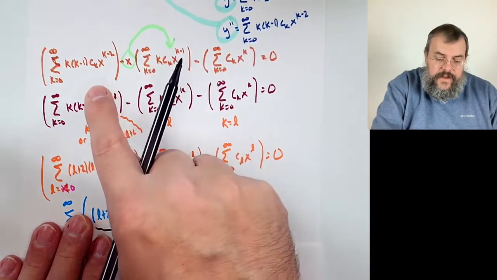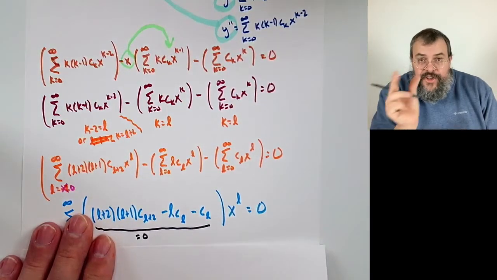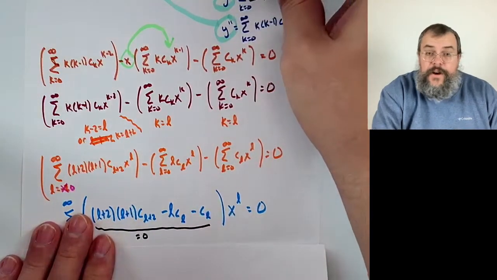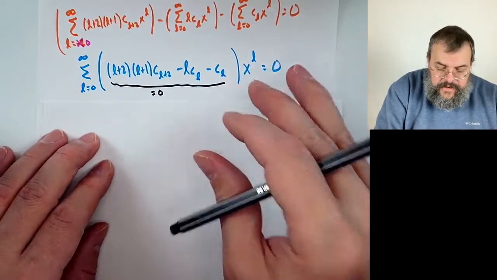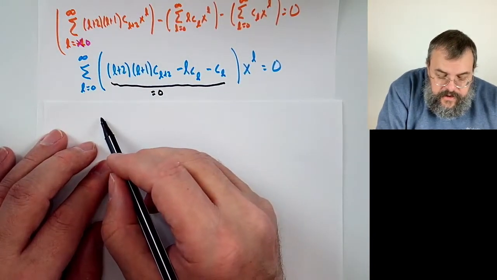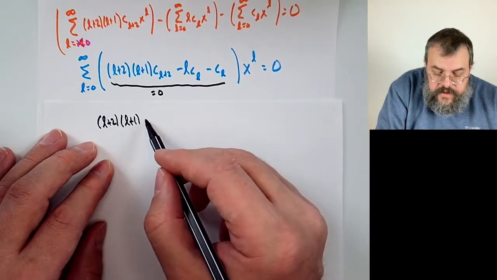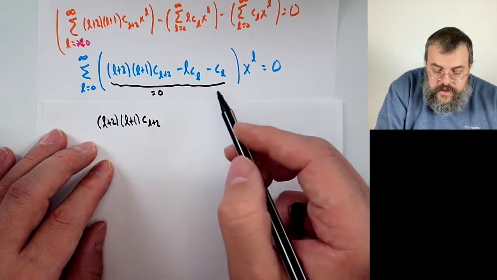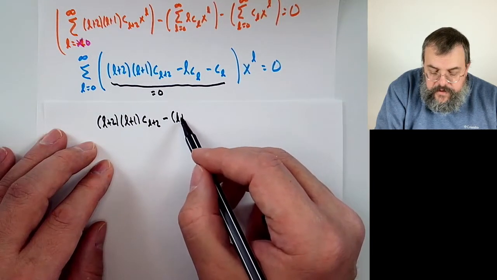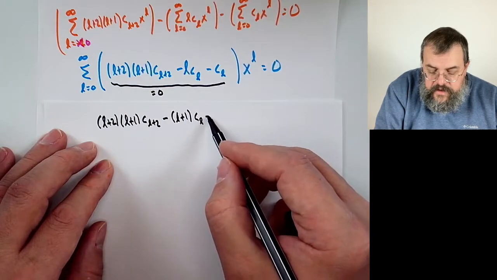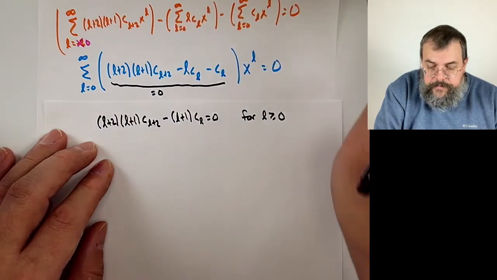Well, the problem is there's powers of x that are repeated in these three different pieces. So until we put them all together, we can't pull out our equals 0 trump card. But now we can. All right, so here we go. So we have that L plus 2 times L plus 1 times C sub L plus 2. Now notice these both are C sub L, so I can pull that out. So there's really (L plus 1) C sub L equals 0, and this is for L greater than or equal to 0.